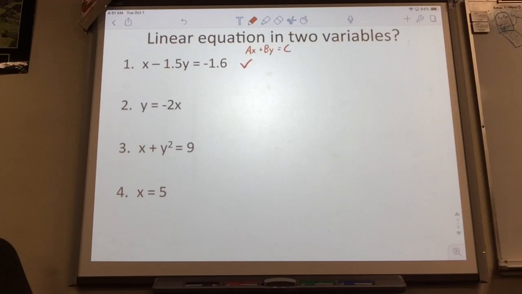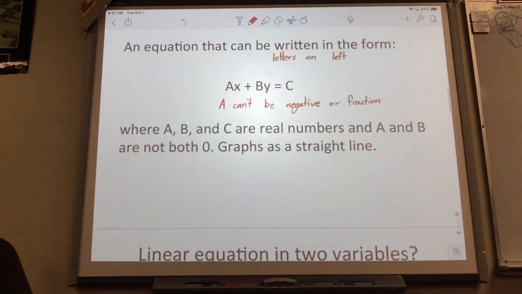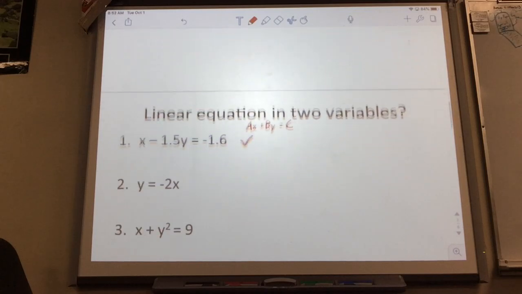The one thing I didn't point out, so go back to this slide, is that the variables only have exponents of 1. And when we have an exponent of 1, we don't actually write that down. So they have to have an exponent of 1. So if it was x squared, that is not linear in two variables. So they have to have an exponent of 1 as well.